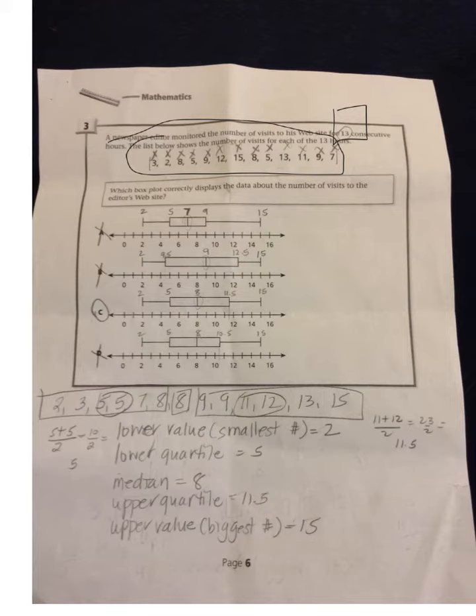The first thing, easy to identify. The lower value, the smallest number, is 2, so I wrote that down there. The upper value, the biggest number, is 15, I wrote that down there. Then we have 13 numbers, so you're going to have one single middle number. A lot of people like to start at each end and count in. And if you do that, you end up with 8. So 8, I put a box around it in the middle. That's my median.